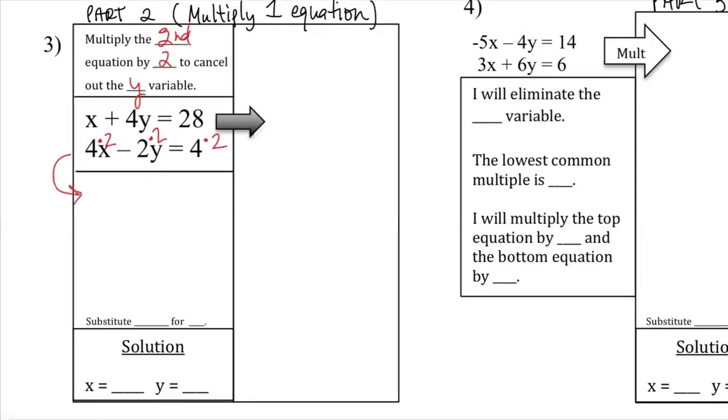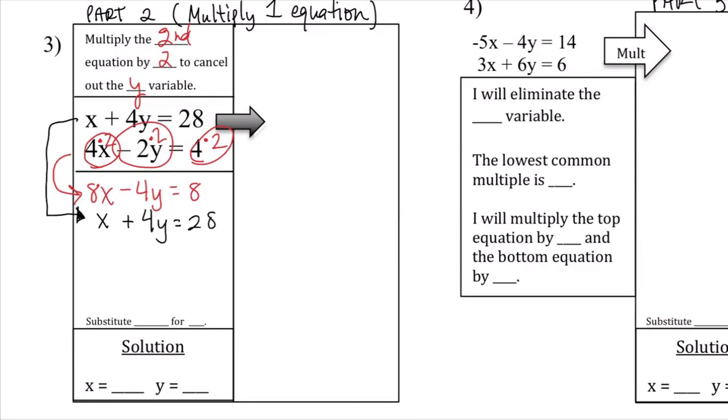So this equation becomes 4x times 2 is 8x, minus 2y times 2, that's 4y, equals 4 times 2, which is 8. And I'm just going to copy down that other equation: x plus 4y equals 28. Good, go ahead and write those down. Now, once you do that, notice this is a part 1 problem because the variables are going to cancel out right away, and we add straight down and solve.